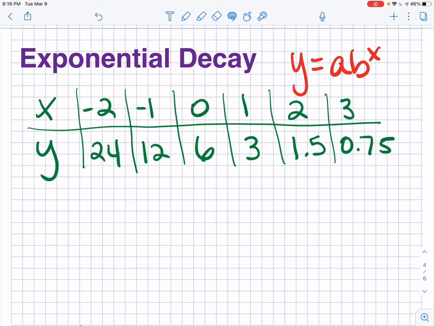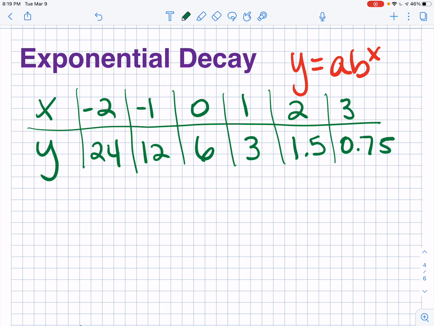Welcome. Today we're going to look at exponential decay. Just like in our previous lesson where we were talking about exponential growth and we saw numbers increasing very rapidly, we're going to be seeing numbers decrease very rapidly, and we're going to talk about how to take this information out of a table and write a rule.